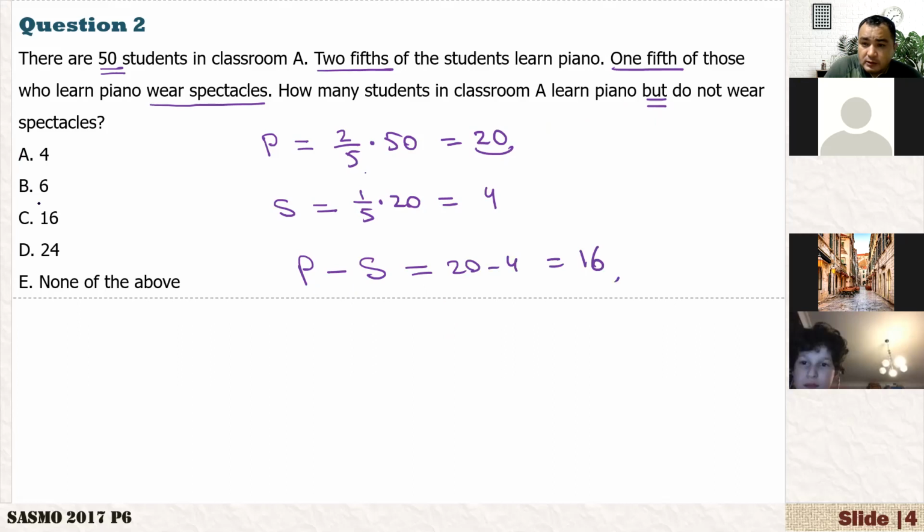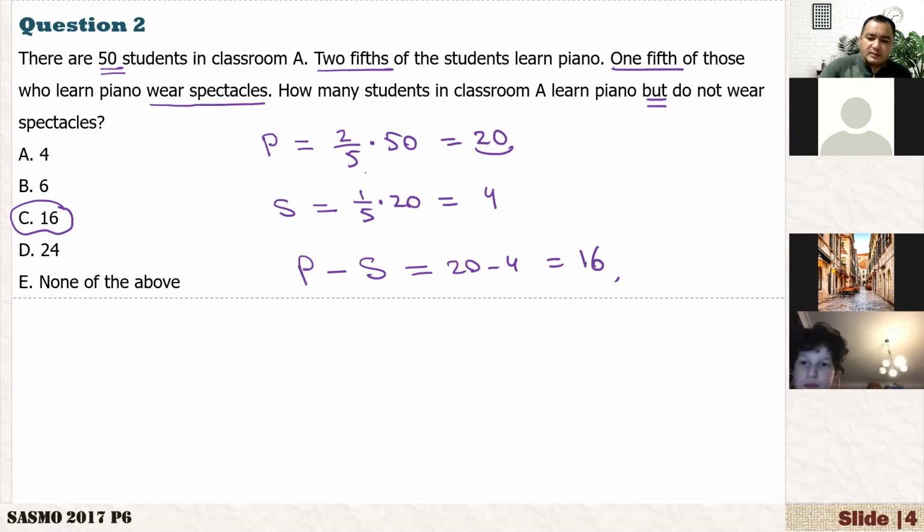Oh, teacher, I got a different answer while calculating because I thought that it said 1/5 of those who learn piano, but I thought it was from the class, 1/5. No, 1/5 of those who learn piano wear spectacles, right? Yeah. Okay. Okay. Yes. Next question. Is everything okay, Nazlı? Yes, everything was okay.